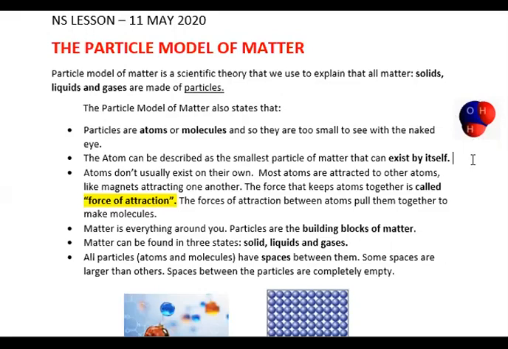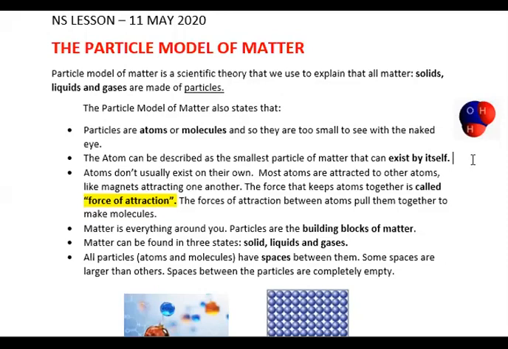Point number 2. We also know that the atom can be described as the smallest particle of matter that can exist by itself. It can exist on its own, right? For example, the atom of copper. Copper atoms can exist one by one on their own. Atoms don't usually exist on their own, though.